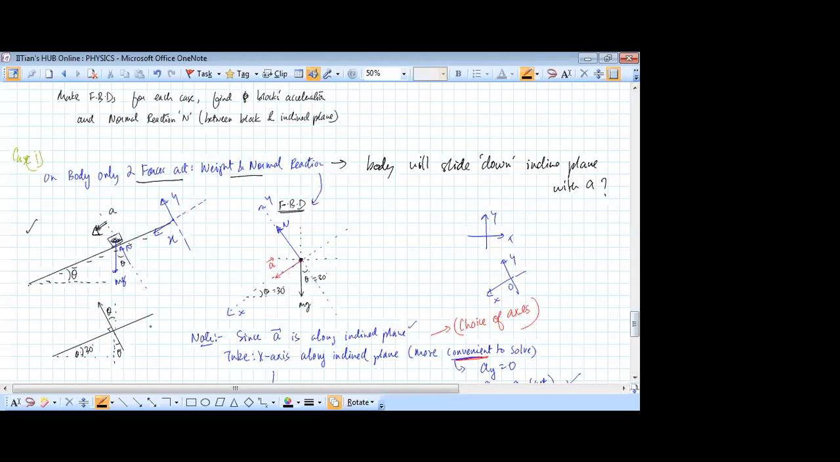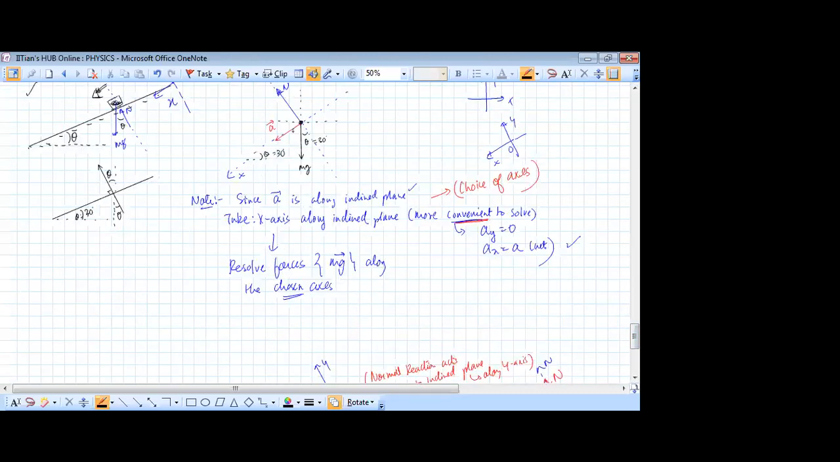So we start with this picture. Then we convert this into a free body diagram. The free body diagram shows you the two forces, normal reaction and mg, and the direction of acceleration is along the inclined plane. So once you see your two forces, now you have to decide how to take the axis so that I can resolve the forces. Okay?